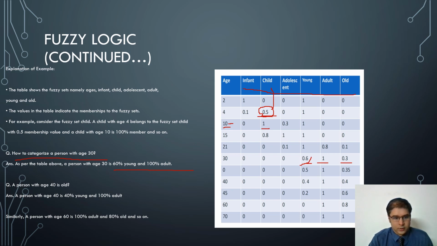A person with age 40 is old. That is the question here. So what is the age 40? And the old column is here. So it is 40% old only and 40% young, but 100% adult. So that is the answer. Similarly, a person with age 60 is 100% adult and 80% old and so on. So from the table we can deduce the membership values and identify fuzzy values and map to our crisp set.